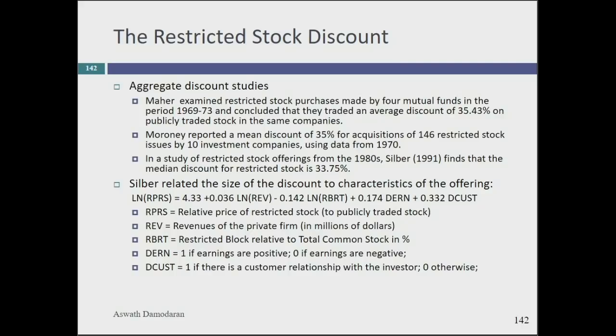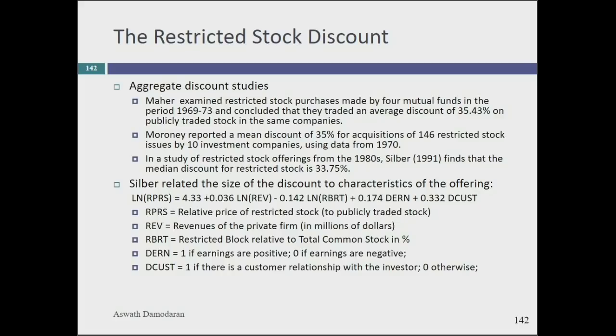And basically, he found that every one of the hypotheses held in this particular regression. The discounts varied across companies. They were, in fact, larger for smaller companies. They were larger for large blocks than small blocks. They were larger for money-losing than money-making companies. And when you had a customer on the other side, the discounts tended to be smaller, suggesting some side benefit somewhere else.